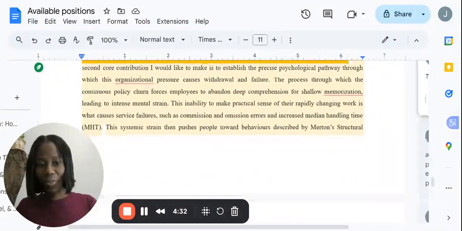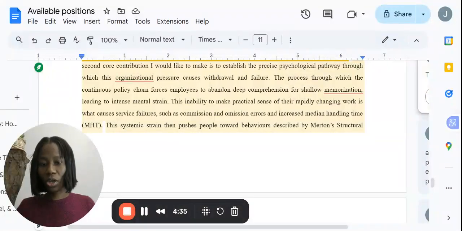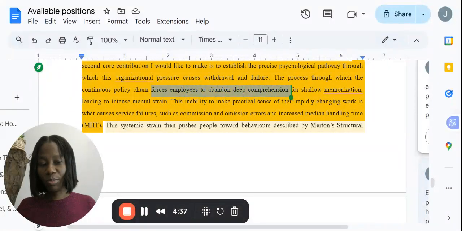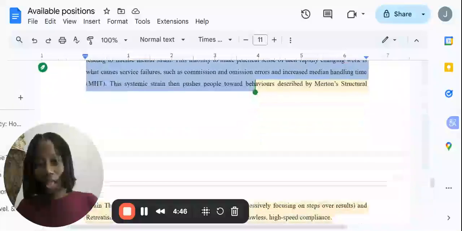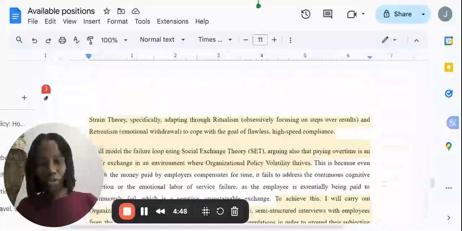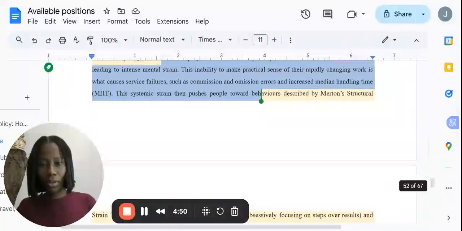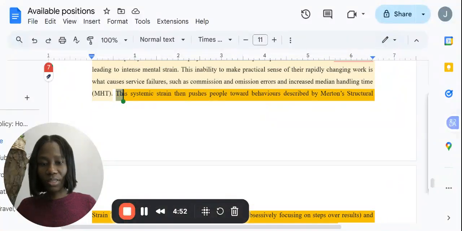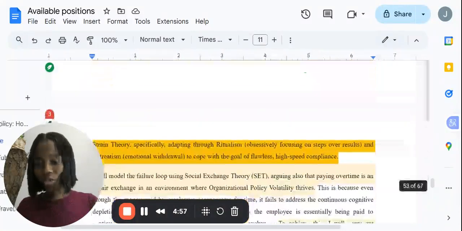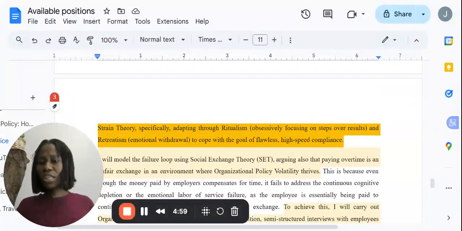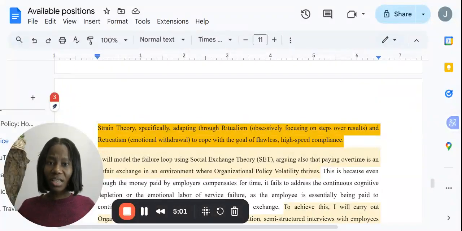Then the process through which the continuous policy forces employees to abandon deep comprehension for shallow memories. They are trying to integrate the theory and the problem: the theory that they know and the problem that they are trying to say exists. They also mentioned that this systemic strain then pushes people towards behaviors described by Merton's structural strain theory. So it's just an emphasis on the theory. It's not compulsory you include all the theories, and it's not compulsory you include theories and projects together.